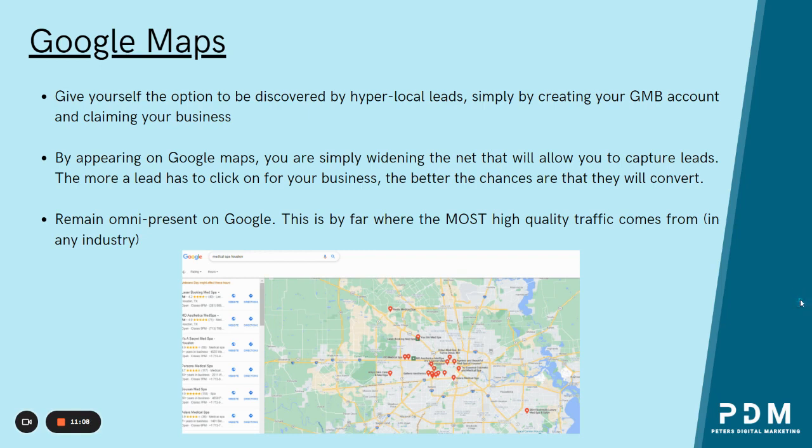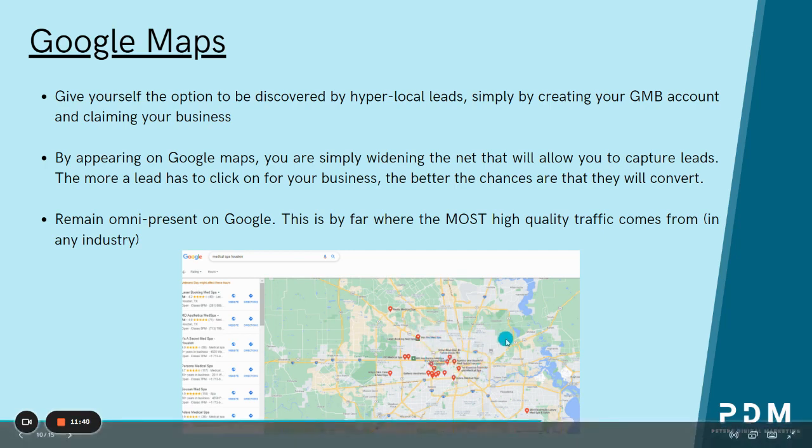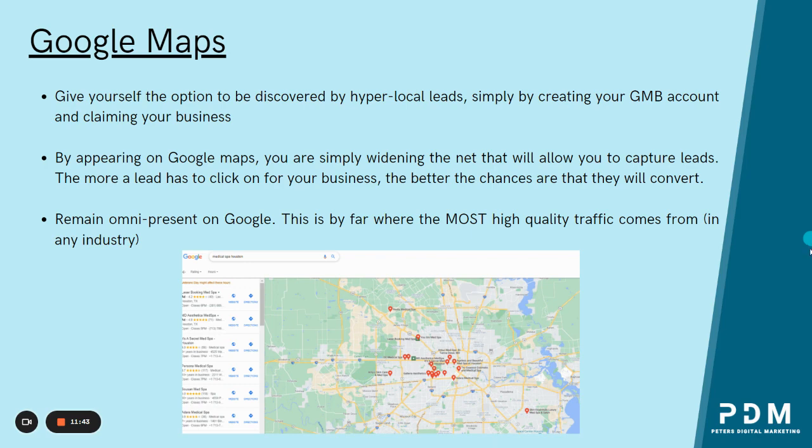And then Google Maps. You can give yourself the option to be discovered by hyper-local leads simply by creating your Google My Business account and claiming your business. By appearing on Google Maps, you are widening the net that will allow you to capture the lead. The more a lead has to click on for your business, the better the chances are that they will convert. This will help you remain omnipresent on Google. And like I said, Google is by far where the most high-quality traffic comes from in any industry. By simply claiming your listing, you will show up in these Google Maps results, and it will also help you generate new leads.